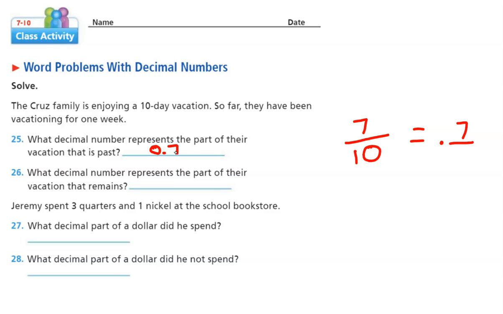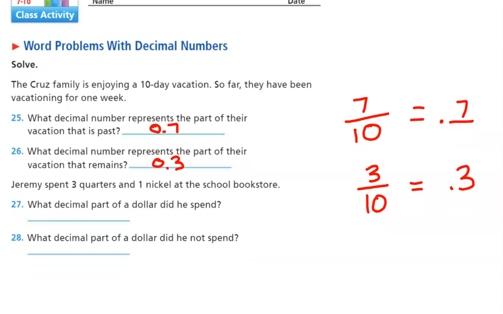And then it says, what decimal number represents the part of their vacation that remains? Well, they want to have 1 full vacation. So how far away are they from making 1 full vacation? That's going to be 3 more tenths. And the way we would write that as a decimal point is 3 in the tenths place. So 0.3. And then for number 27 and 28, this one's about Jeremy.